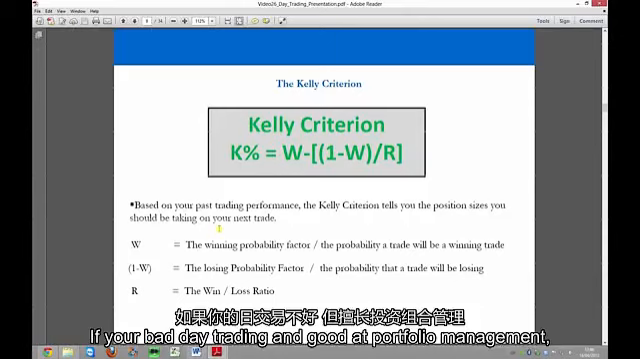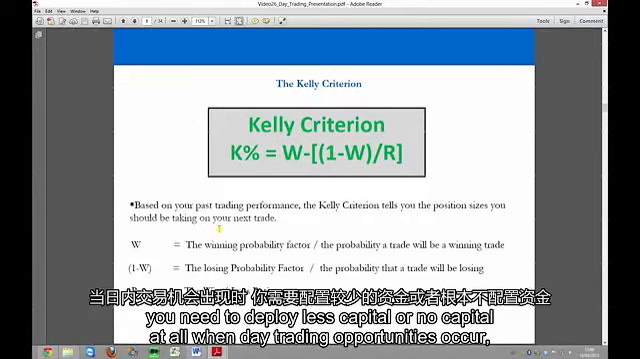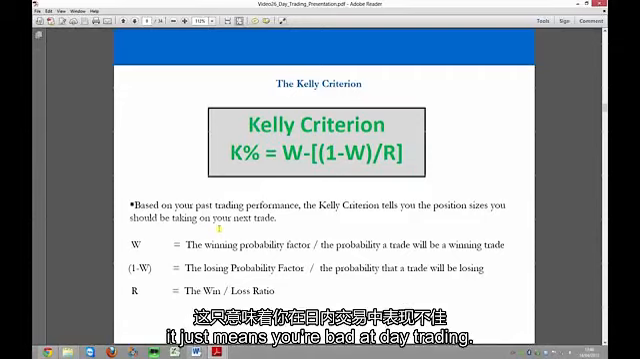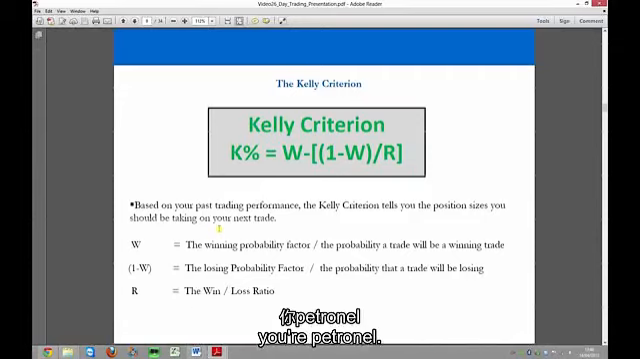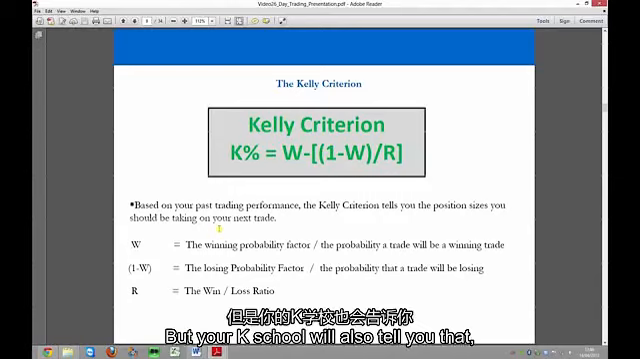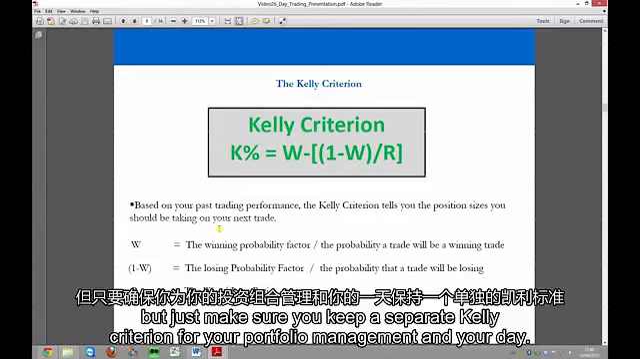If you're bad at day trading and good at portfolio management, you need to deploy less capital or no capital at all when day trading opportunities occur. It just means you're bad at day trading. So your P&L, your losses will tell you that anyway. But your K-score will also tell you that. But just make sure you keep a separate Kelly criterion for your portfolio management and your day trading.